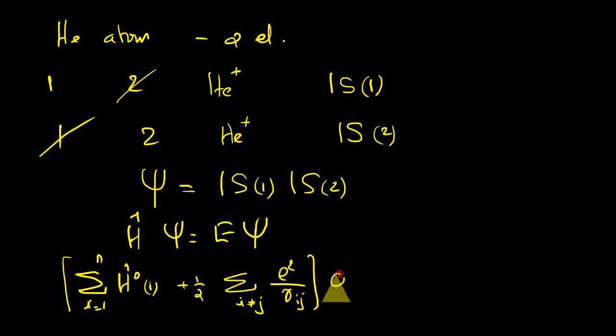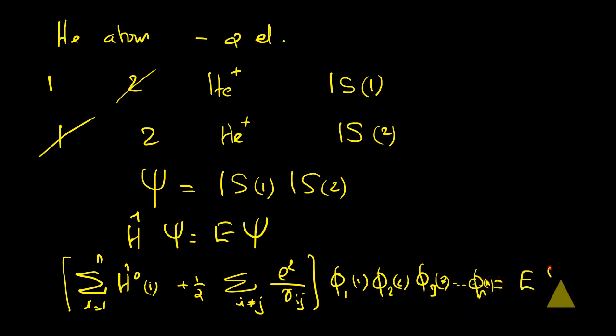Psi is phi 1(1), phi 2(2), phi 3(3), etc., to phi n, equals E psi. Okay, E psi, where psi is phi 1(1), phi 2(2), phi 3(3), etc., to phi n. So we can consider the Schrodinger wave equation for an n electron system like this.